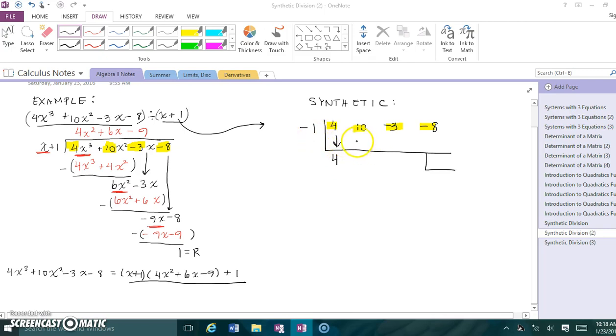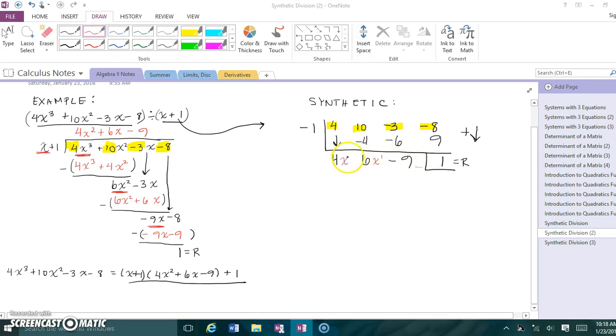4 times -1 is -4. Add vertically. 10 plus -4 is 6. 6 times -1 is -6. -3 plus -6 is -9. And then -9 times -1 is 9. Oh, we almost had a perfect remainder here. Not quite. So -8 plus 9 is 1. So there's your remainder.